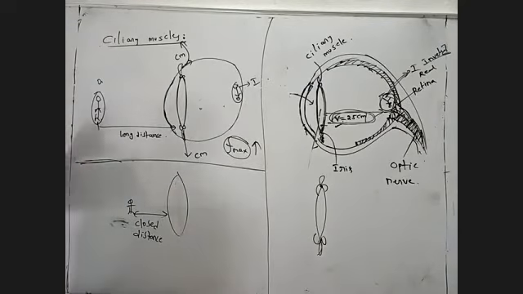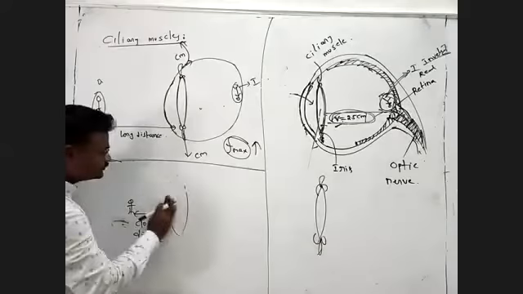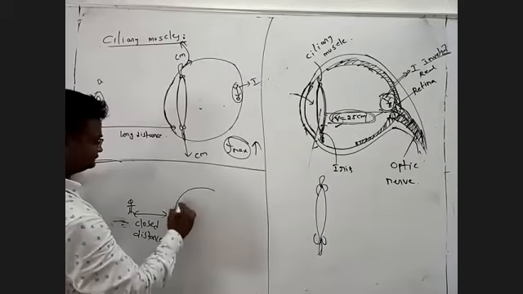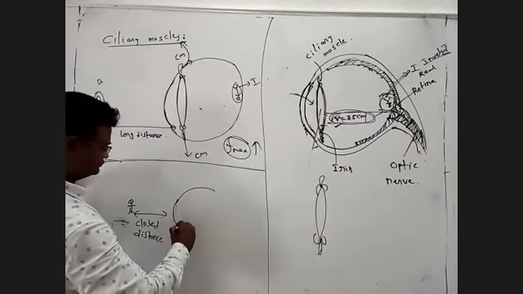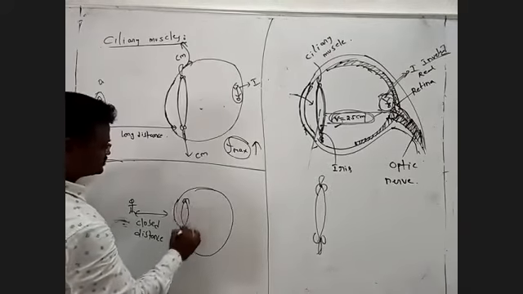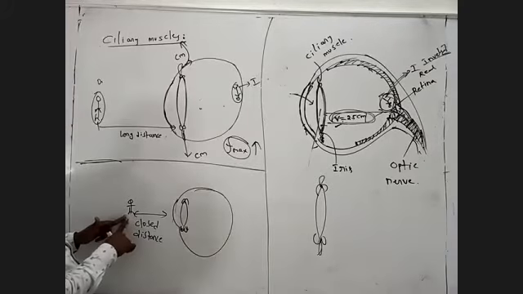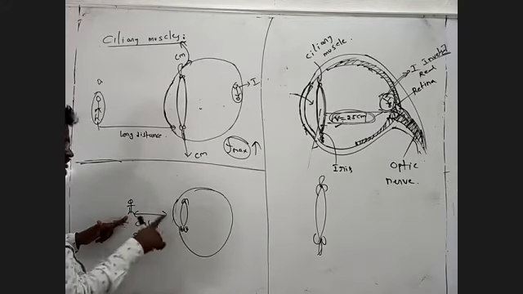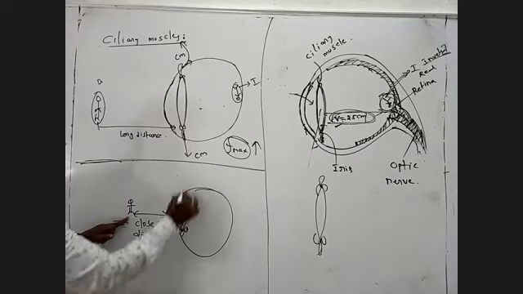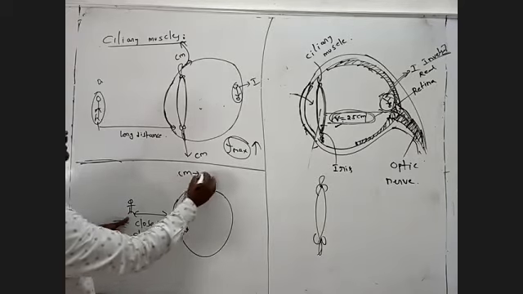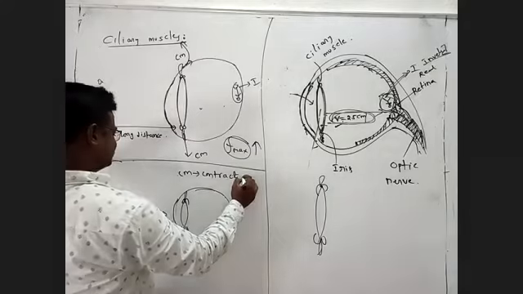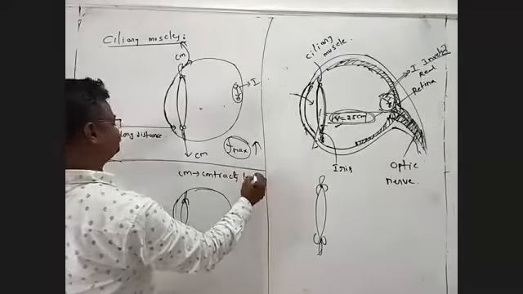Suppose, for example, you are looking at an object. This is the eye. The object is very near to your eye. What is the position of the ciliary muscles? The ciliary muscles contract.